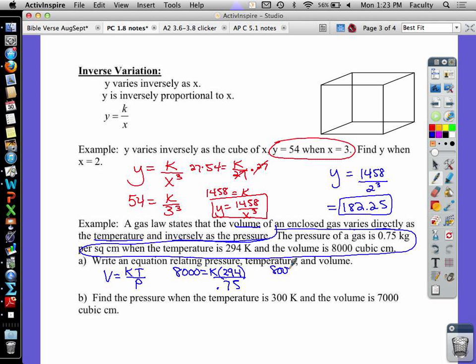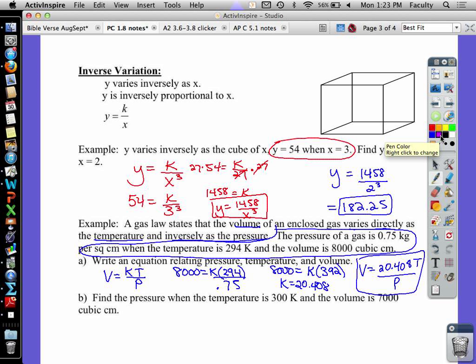So I'm getting 8,000 equals K times 392. Okay, I just took 294 divided by 0.75. Now take 8,000 divided by 392. Remember what I told you, we're going to round to 3 decimals. So I'm getting 20.408. So here's my equation. V equals 20.408 T divided by P.